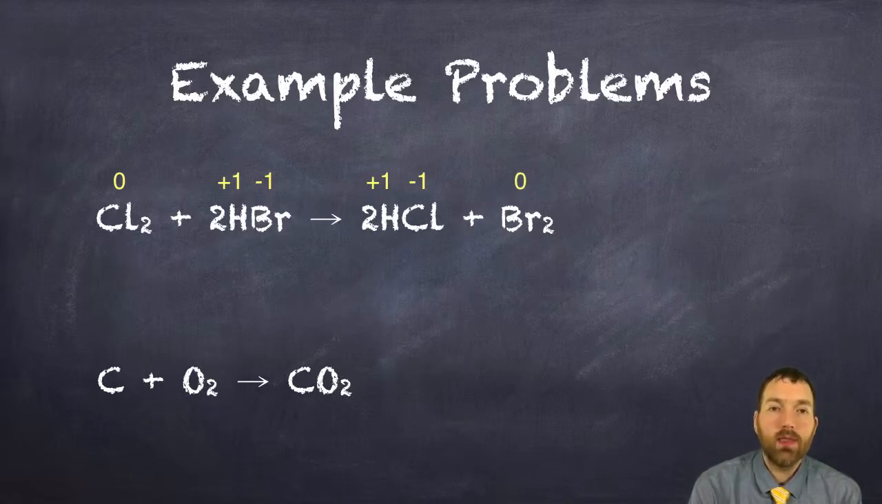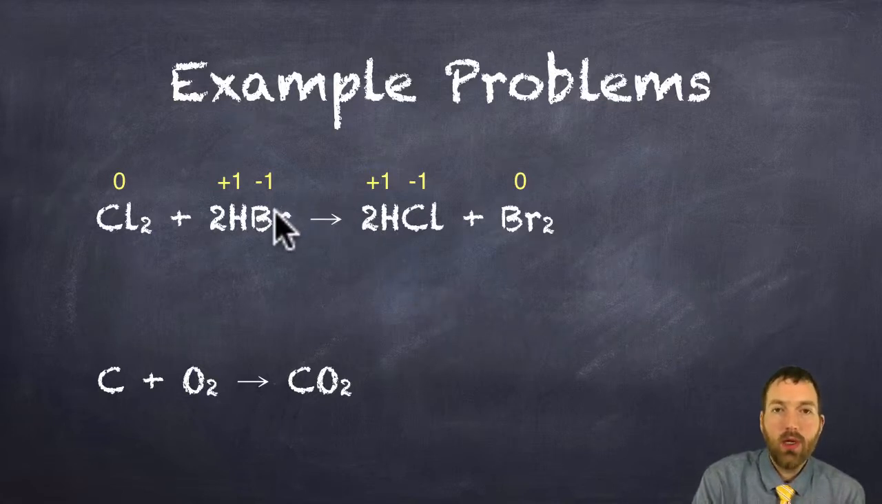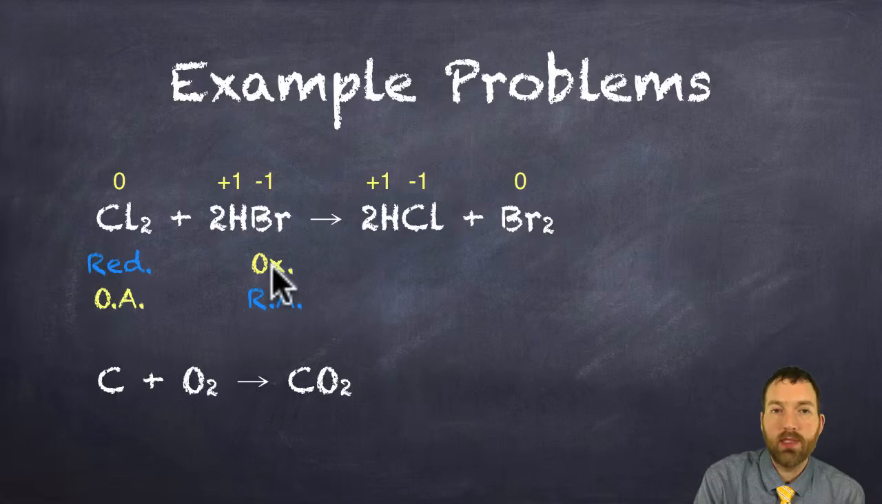So once we have our oxidation numbers, it's time to decide who was oxidized and who was reduced. Bromine goes from a -1 to a 0. So its oxidation number increased from negative to 0. So that means bromine was oxidized. Chlorine went from 0 to -1, so its oxidation number went down. That means it was reduced. So if chlorine was reduced, that makes it the oxidizing agent. And if bromine was oxidized, that makes it the reducing agent.